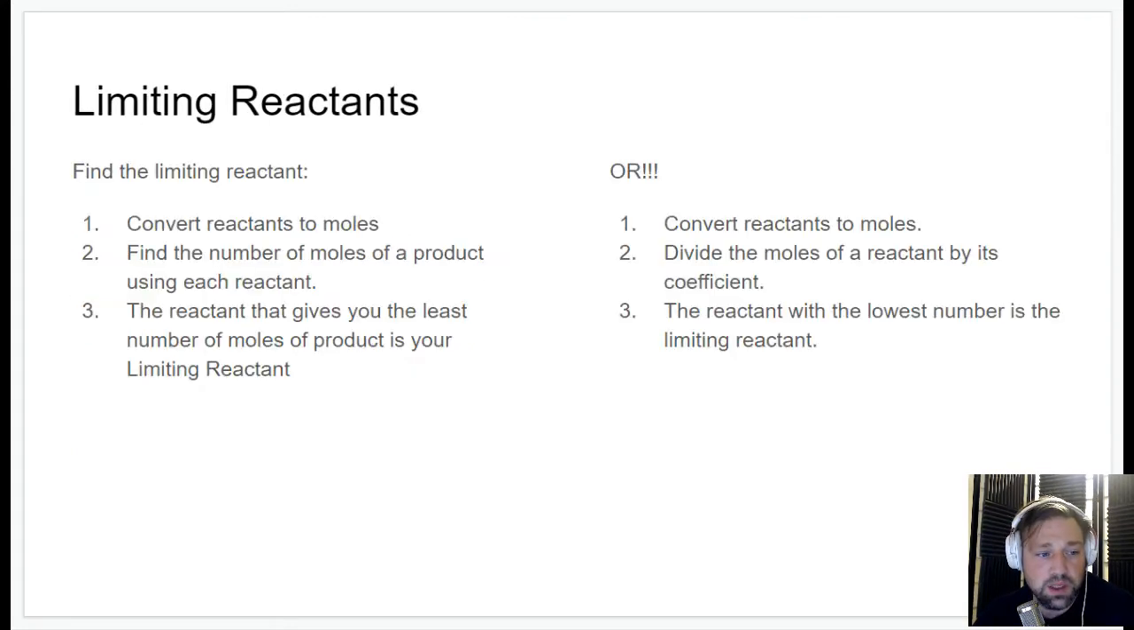All right, so there are two ways of doing it. Depending on how your mind works, one of these ways is going to be better than the other. The first thing you're going to do for both of these, just like any stoich problem, is get things to moles. So that's step one. Switch everything to moles. After that, you can just go through and find the number of moles of a product using each of the reactants. Basically just do a stoichiometry step. It doesn't really matter which product you choose. Do whichever one makes the stoich problem the easiest. So you have to do two stoich problems here. And then the reactant that gives you the least number of moles is your limiting reactant.